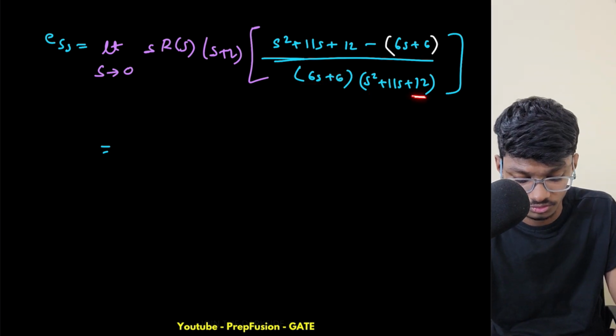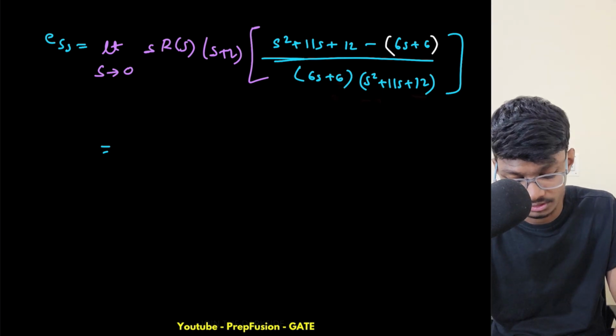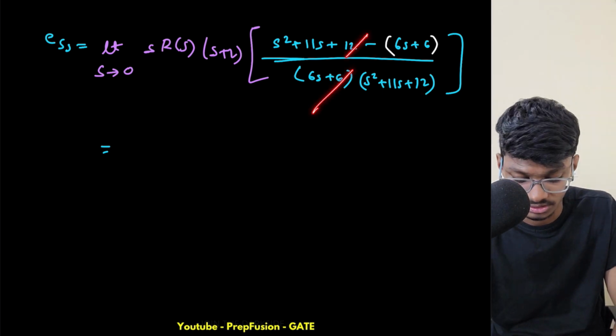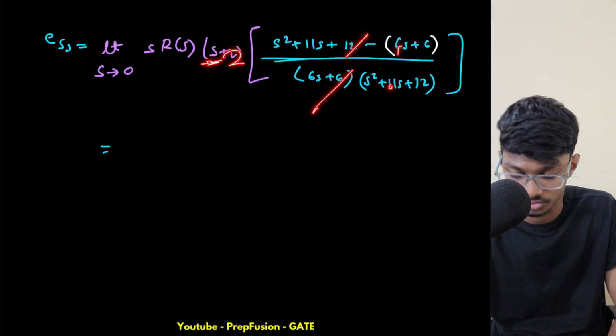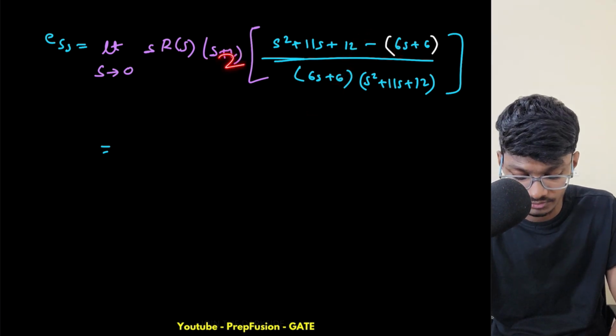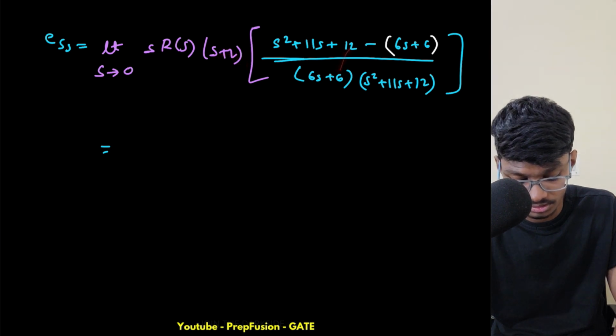This one will also go to 0. This will be 12. So 6 into 12. And here in the numerator I have 6. So 6 cancels. So I have 1 by 12. And this one, if I also put 0, this one will go to 2. So if this one goes to 2, then this 6 cancels. So 1 by 12 to 1 by 6.